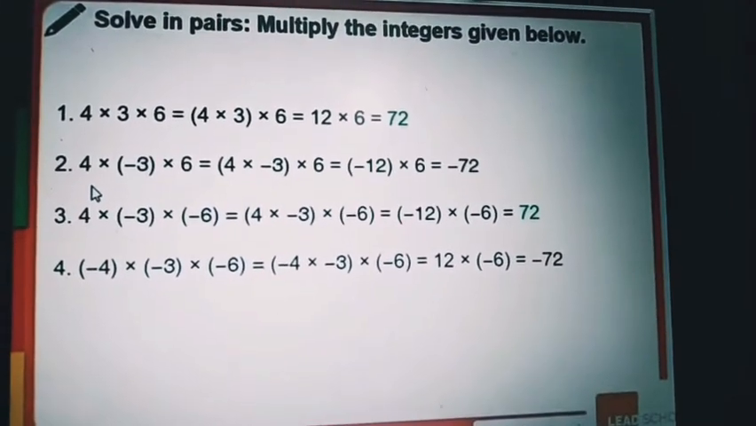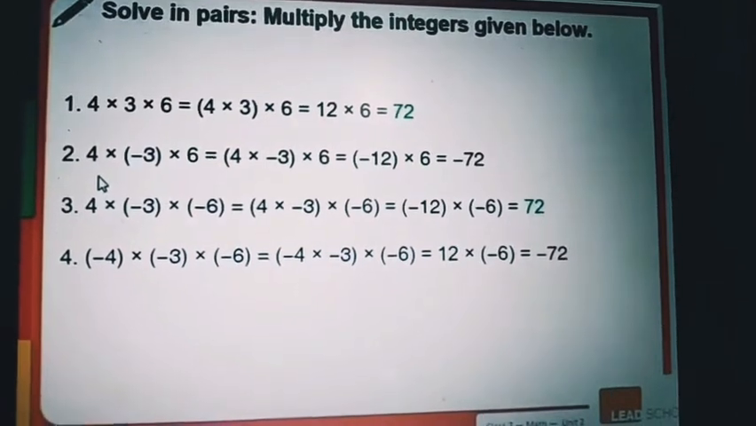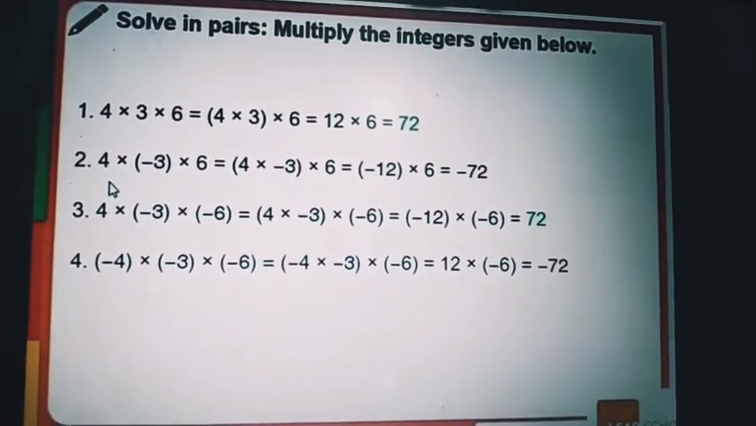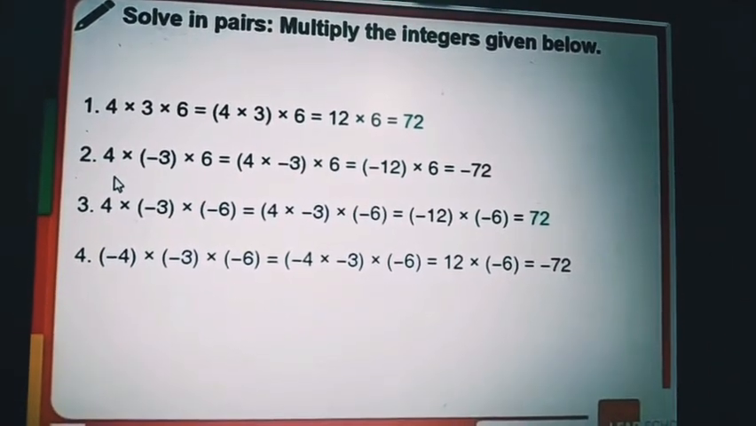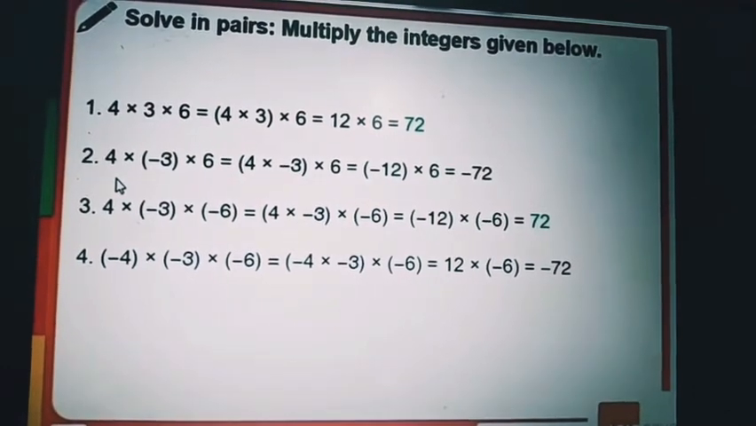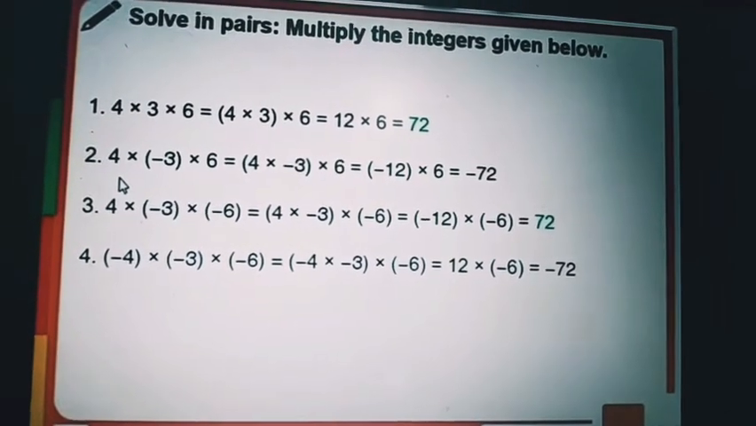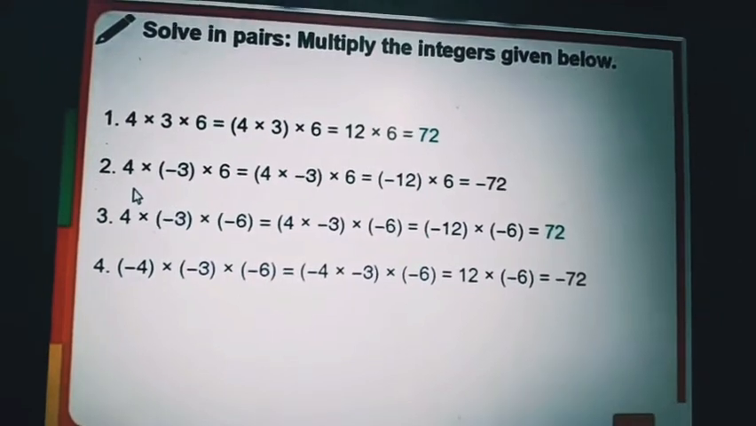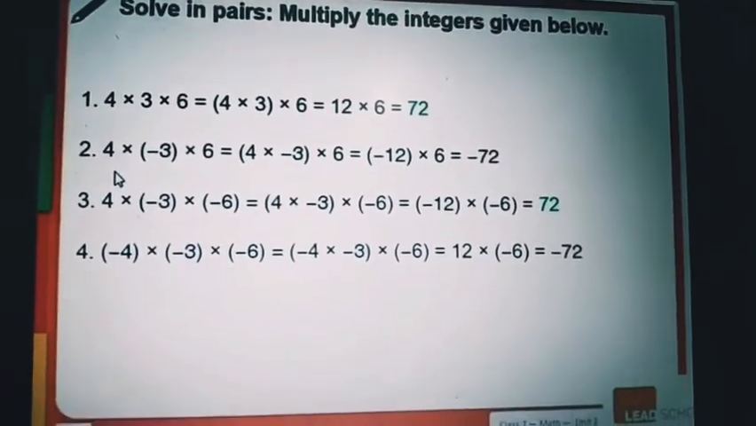Third one is 4 into minus 3 into minus 6. Though the numbers are the same, the integers are different now. So you have one positive and two negative integers, so you'll be getting a positive 72.